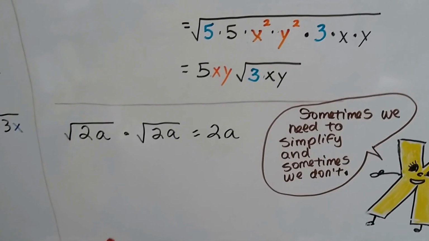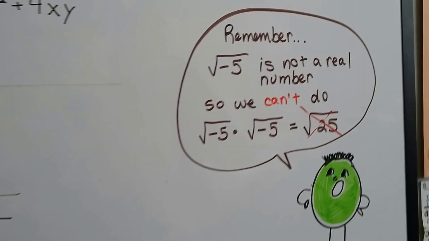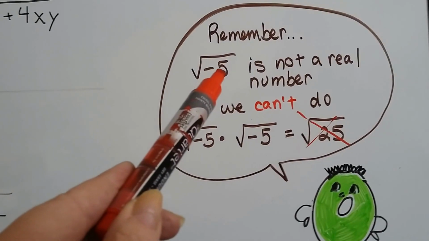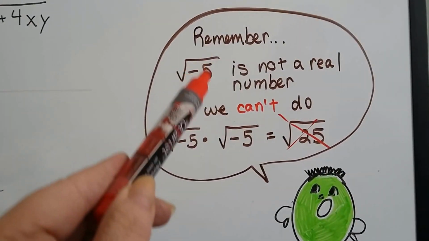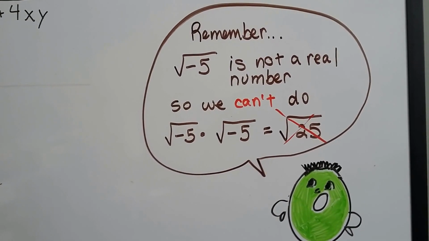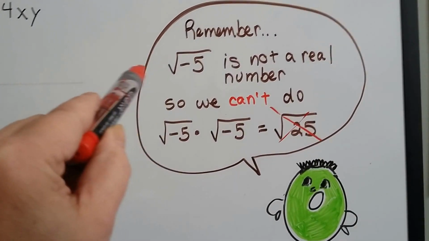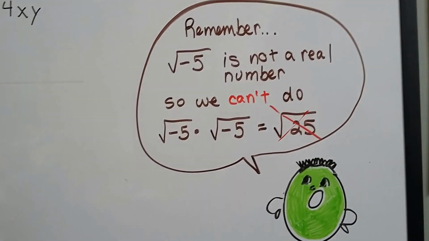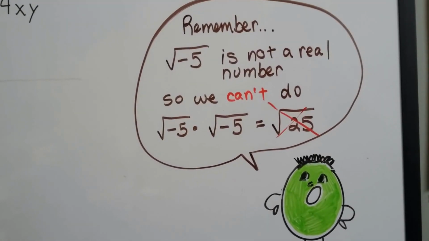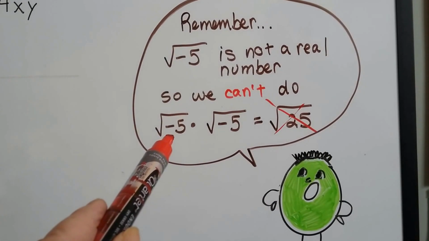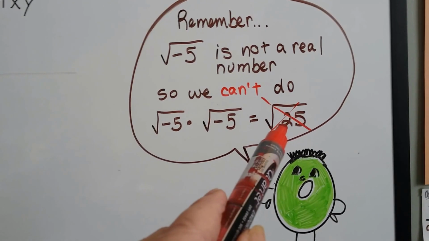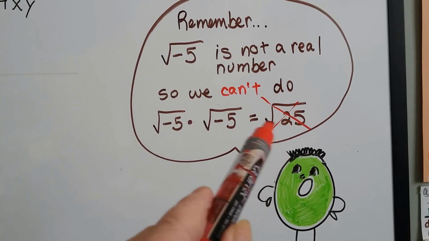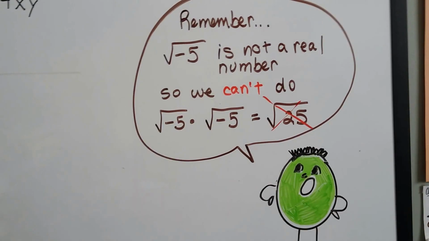Sometimes we need to simplify and sometimes we don't. But remember, we've talked about this before. We can't have a negative inside the square root sign like this, written just like this. It's not a real number. You might see one with the negative sign on the outside, but you won't see it like this. We can't do it. So you can't say the square root of negative 5 times the square root of negative 5 equals the square root of positive 25. That doesn't work. We can't do that, okay?